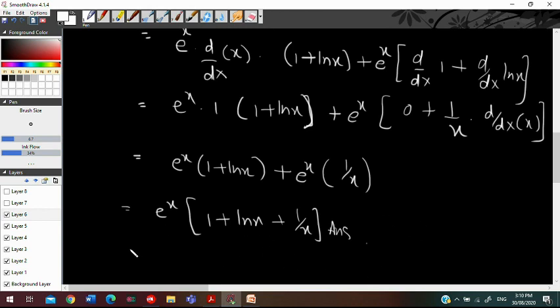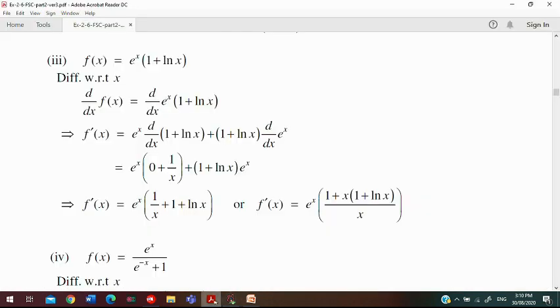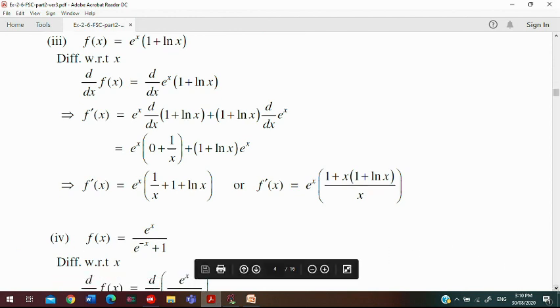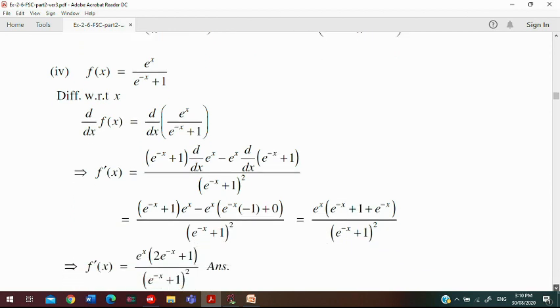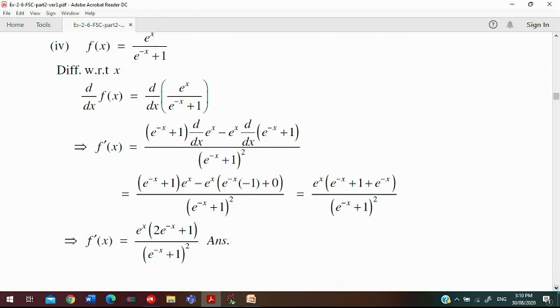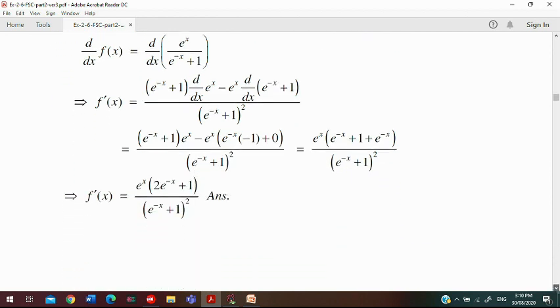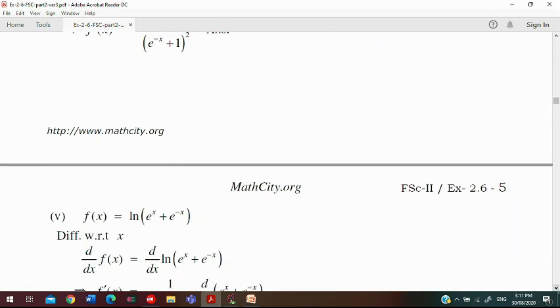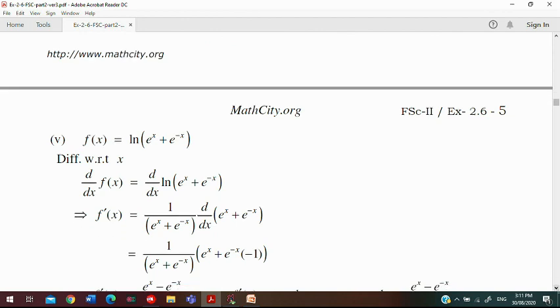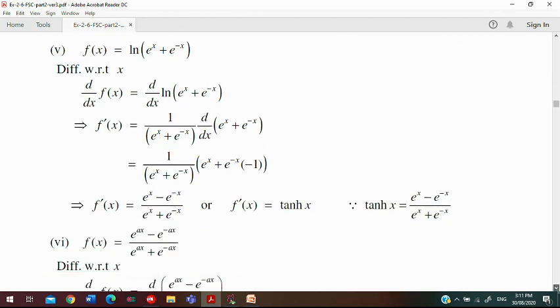Now the fourth part. This is the result of the fourth part. F of x is equal to exponential of x divided by exponential of minus x plus 1. This is the solution of your fourth part. In this case, you have to apply the quotient rule, and then according to the formula, you differentiate the different terms.